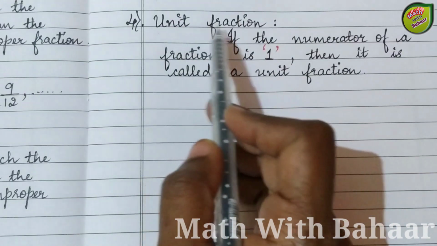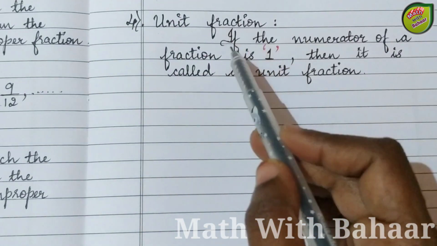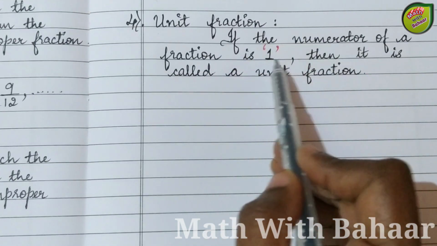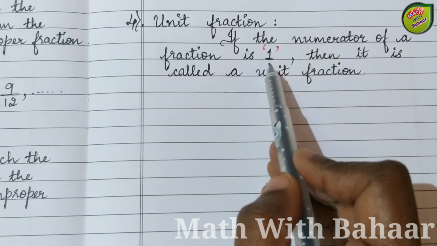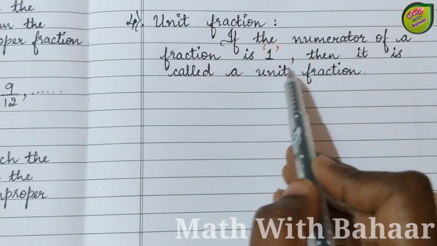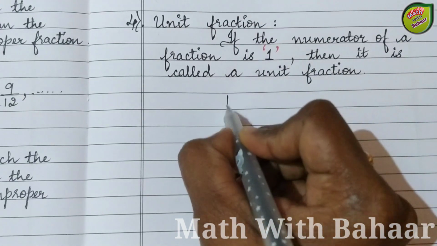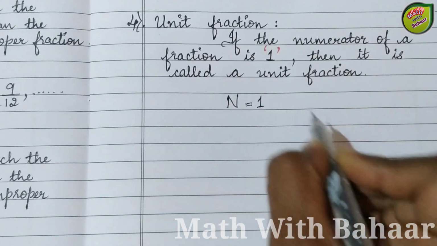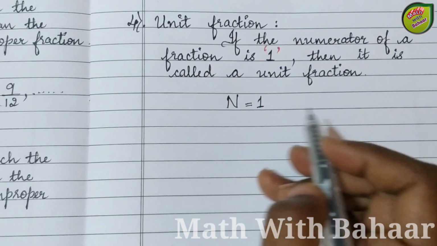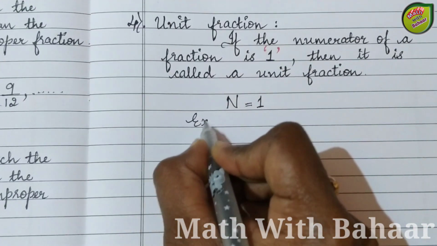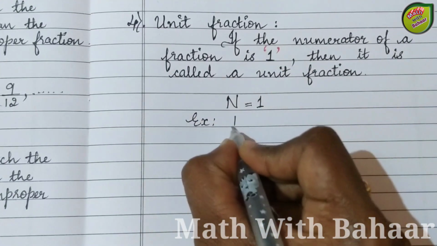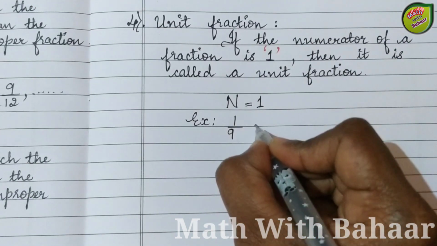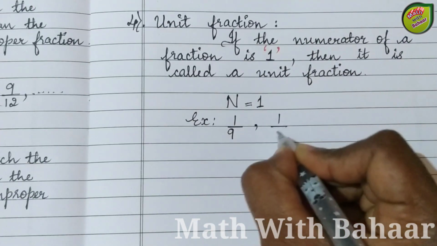Now let us know what a unit fraction is. If the numerator of a fraction is 1, that means the numerator should be equal to 1, then it is called a unit fraction. Remember, in a fraction, if the numerator is equal to 1, then we call that fraction a unit fraction. For example, 1 divided by 9. This is a unit fraction since 1 is the numerator.